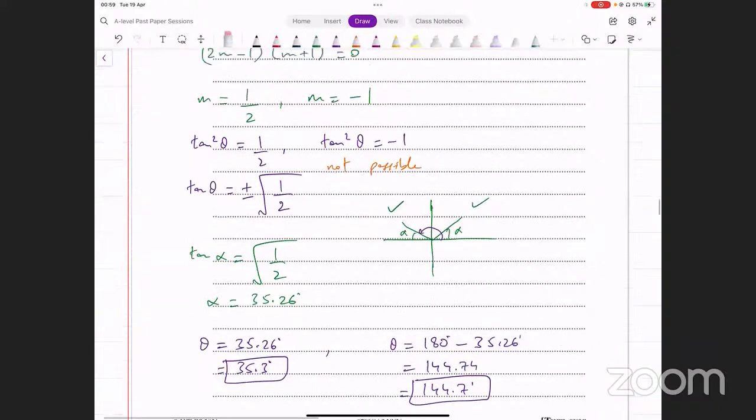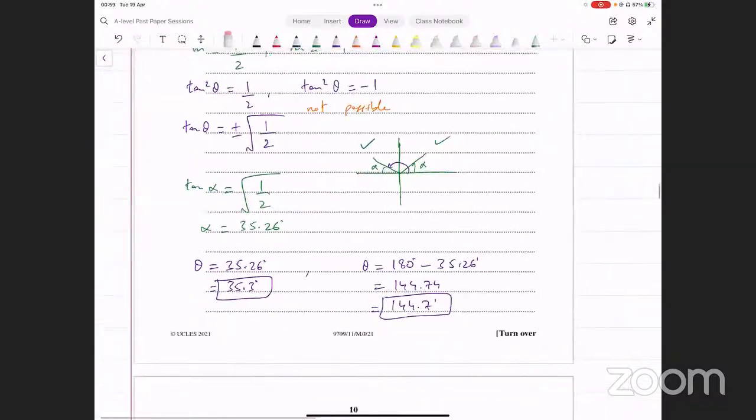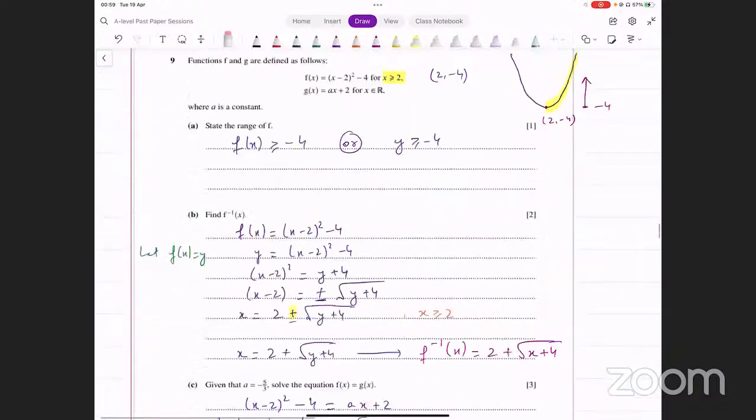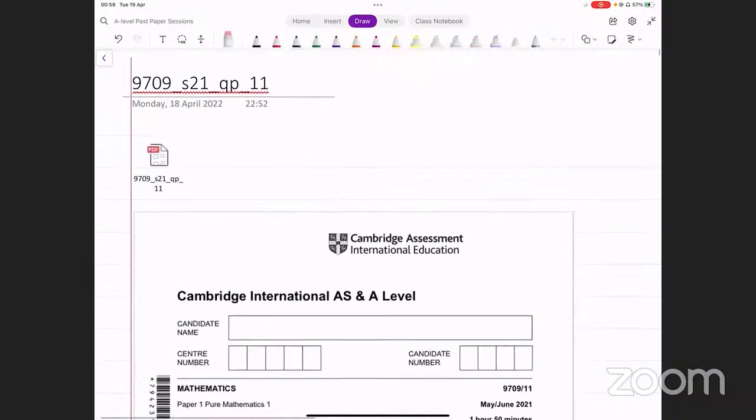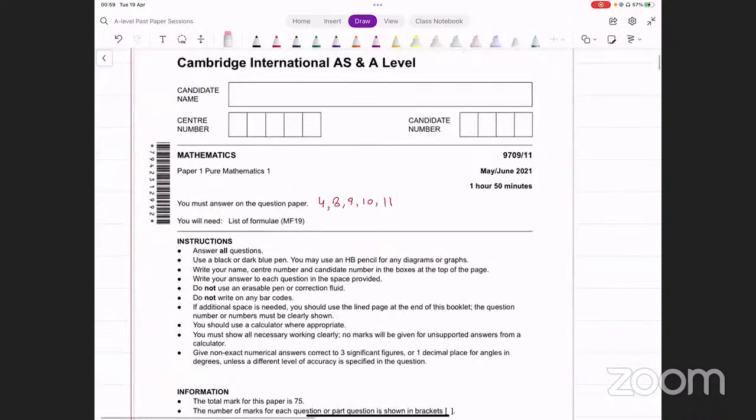That's question number 7. And we're done with the rest of them. That completes our paper. That was June 2021, paper 1, variant 1. So we're done with this. I hope this was helpful. That's it for today. We'll stop here.